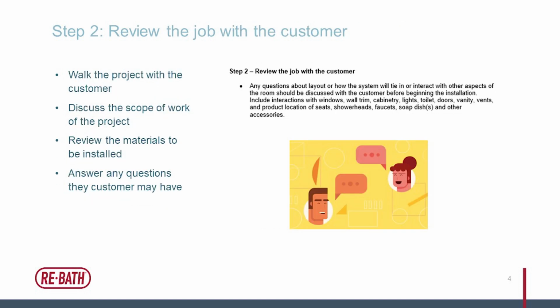Step 2 is a critical step in this process. Reviewing the job details with the customer is important. You want to ensure that both parties are aligned with the expectations of the project. Take time to walk through the scope of the project with the customer. It is important that you review the materials as well. You want to make sure that the colors are what the customer is expecting before you start. During this time, the customer may have several questions. Take time to answer any questions they have. This will help ease any anxiety the customer may have with this project.